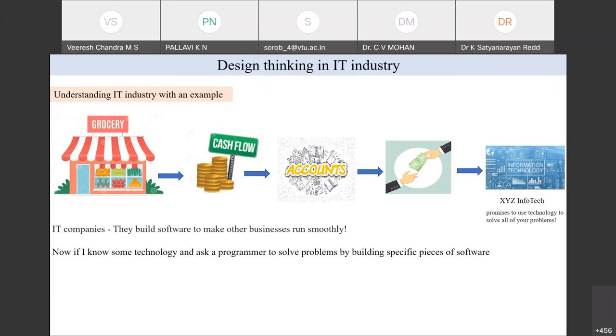Now, let us say I'm an engineer, I completed my engineering a long time back, let us say 10 years back, but still I know what to do and how to tackle these problems. I know we can create a software in order to solve my problems.